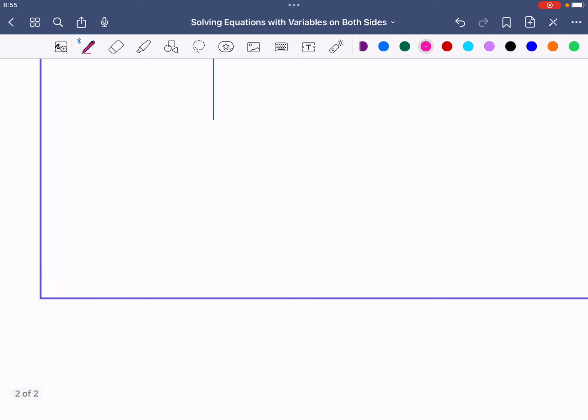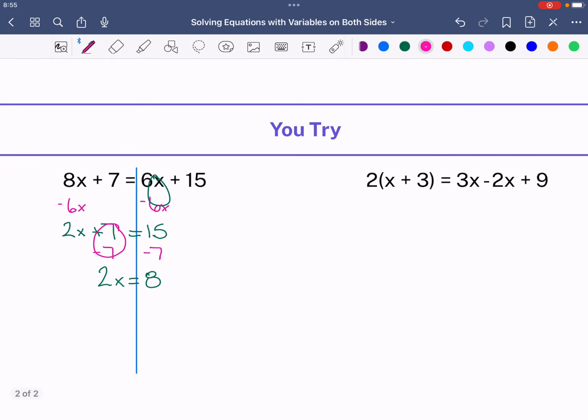X is being multiplied by 2. Opposite is to divide by 2 on both sides. 2 divided by 2 cancels out, leaving us with x equals 4. Hopefully you got that. And if you didn't, I'm hoping that you see your error so that you can fix it.